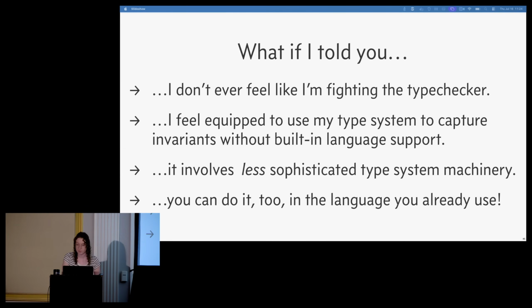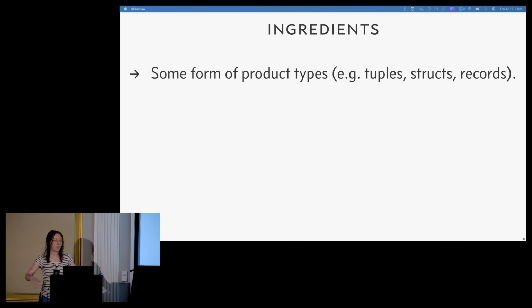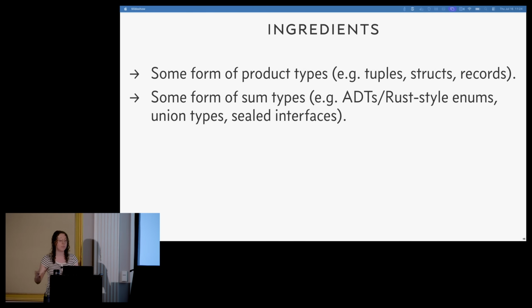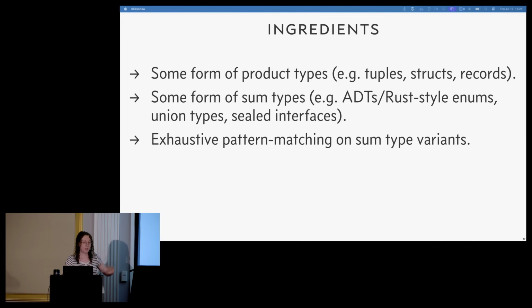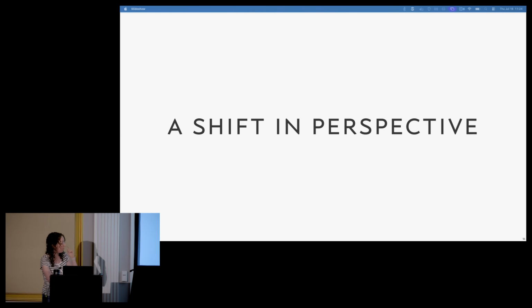So let's make that a little more precise. The main ingredients for the techniques that I'm going to be talking about in this talk require some form of product types, that is, types where you can just combine things together, so tuples, structs, records, any of those. Some form of sum type, so things where you have different variants, so algebraic data types, which Rust calls enums, TypeScript unions, sealed interfaces in Scala. And you need some ability to do exhaustive case analysis, pattern matching on those different variants of these types, such that the compiler will tell you when there are some that are not covered. And that's it. If you have a language that supports all these things, then all it takes to reap all these benefits is a shift in perspective. So let's talk about what that shift in perspective is.